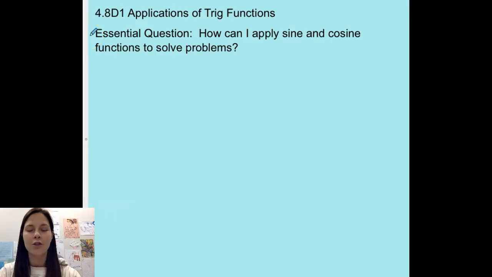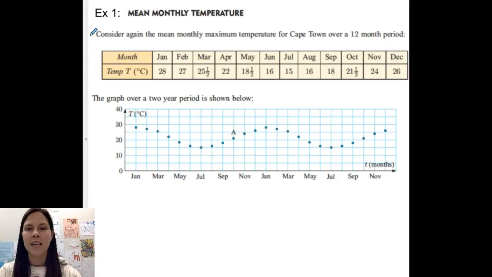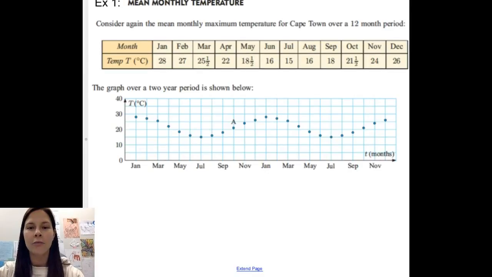So here we've got our essential question: how can we apply sine and cosine functions to solve problems? Taking a look at our first example, we have average monthly temperature over the course of a year for the city of Cape Town. Obviously, in most places, that average temperature goes up and down depending on, is it summer, is it fall, is it winter, and then the temperature will start to rise again from spring back to summer. So we get this sine or cosine wave to our temperature throughout the year. We've already got our graph plotted for us, so let's just find those four pieces of information we need.